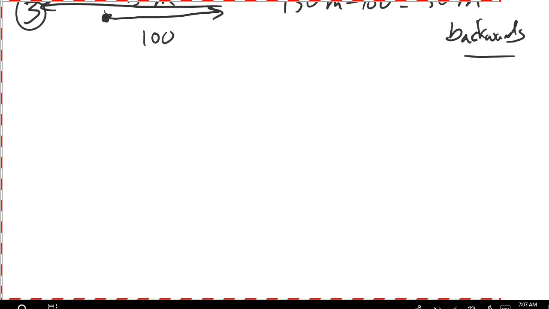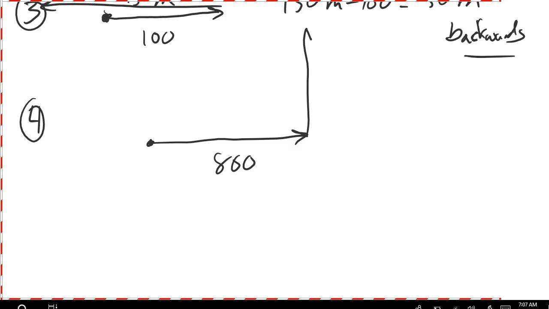Let's look at problem 4. An airplane travels 800 kilometers east. I'm going to draw that like this, 800 kilometers. And it's often very helpful to draw these diagrams. And then 600 kilometers north. So we have 800 kilometers and 600 kilometers north. What is the total displacement?